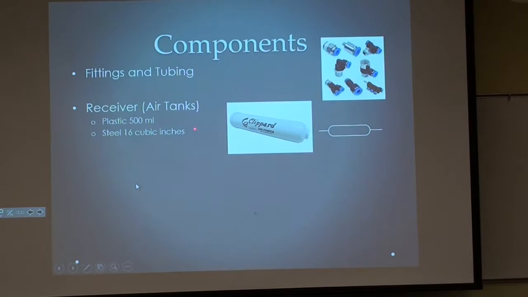We have some of these back in the shop that we don't use. You can still use steel. Now, you notice, the nice thing about plastic is they can be up to 500 ml in volume. Steel can be up to 16 cubic inches, right? So the steel ones you can actually get larger, but they're heavier, so there's a trade-off there. Most people use the plastic ones nowadays. No, hardly anybody uses the steel ones.